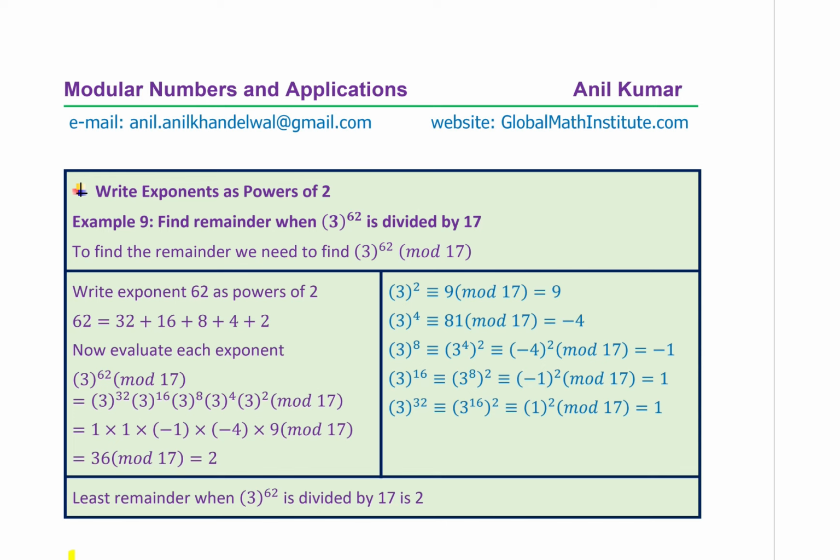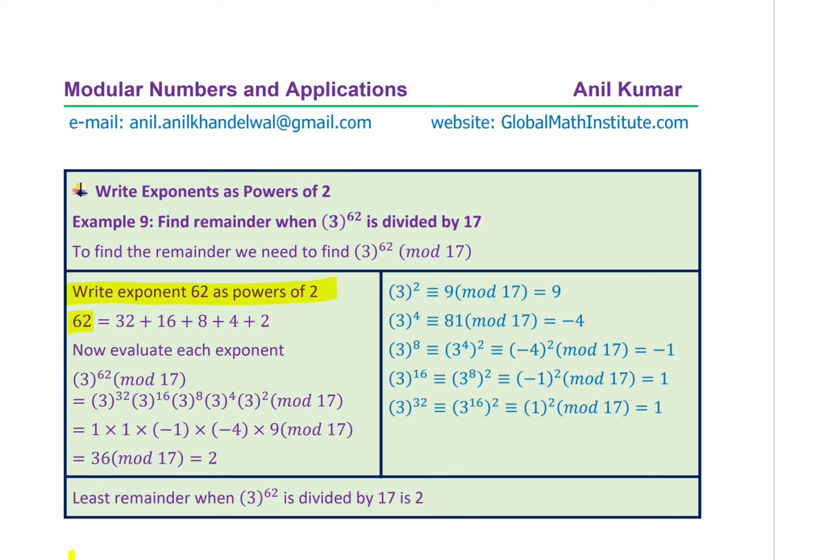Example is to find the remainder when 3 to the power of 62 is divided by 17. A difficult number to work with, 3 to the power of 62 divided by 17. A couple of methods can be adopted in this case. What we'll do here is to learn the powers of 2s and 3s. So the first step here is that we need to write 62 as a sum of powers of 2. That is the first thing we need to do.